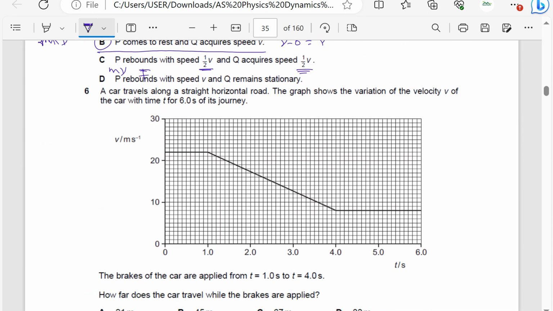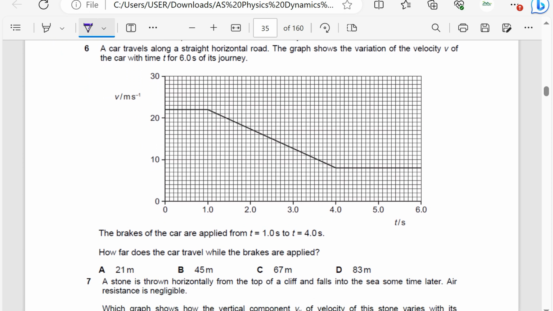A car travels along a straight horizontal road. The graph shows the variation of the velocity v of the car with time t for 6 seconds of its journey. The brakes of the car are applied at t equals 1. So at t equals 1, the brakes are applied up to t equals 4. How far does the car travel while the brakes are applied? So how far is distance? We want the area under that part of the graph.